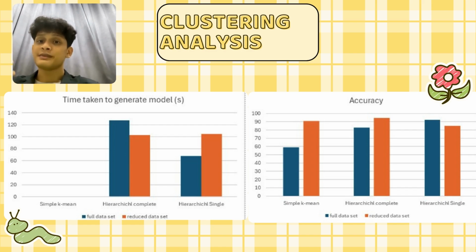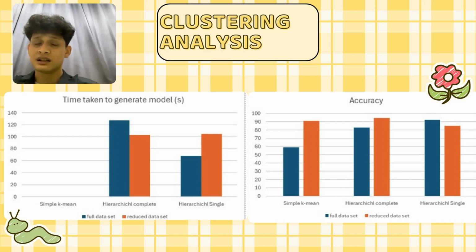In terms of time efficiency, simple k-means is the fastest model to generate, making it ideal for scenarios where time is a critical factor. Hierarchical complete takes a long time with the full dataset, but shows a significant improvement with the reduced dataset. Hierarchical single takes the longest time after data reduction. Given our preference for efficiency and the importance of handling a large amount of data, simple k-means with the reduced dataset is the best choice for us.